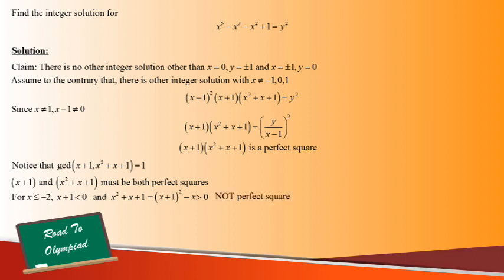Whereas for x greater than or equal to 2, we have x squared plus x plus 1 is greater than x squared, but smaller than x squared plus 2x plus 1, which is the same as (x plus 1) squared. This inequality tells us that x squared plus x plus 1 is a number between two consecutive perfect squares. So it cannot be a perfect square. A contradiction occurs as there is no other solution other than the ones we listed earlier.